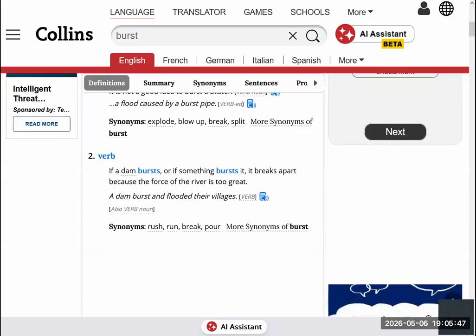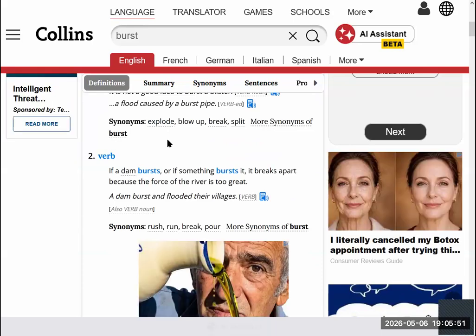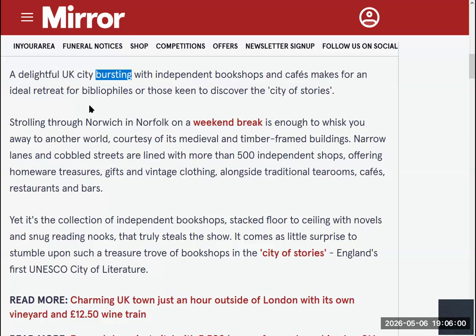Okay, let's go back. Which dictionary is this? Collins? Is that what it says? Collins Dictionary, yes, that's right. This is Collins Dictionary. Okay, let's go back here then.